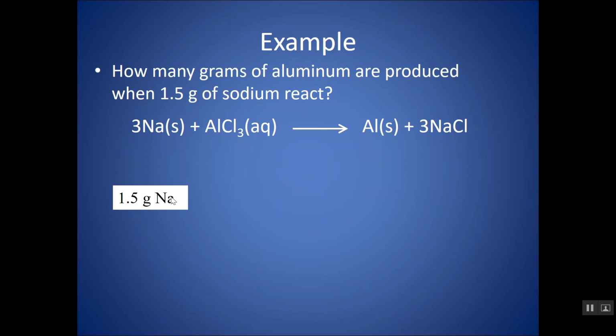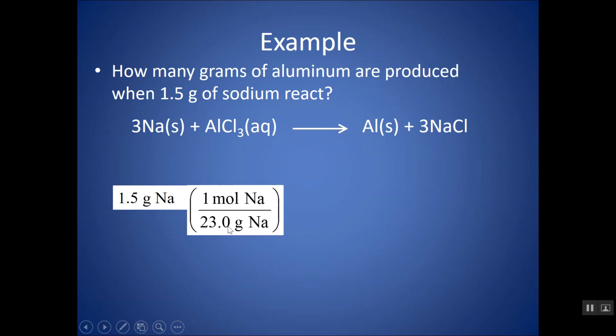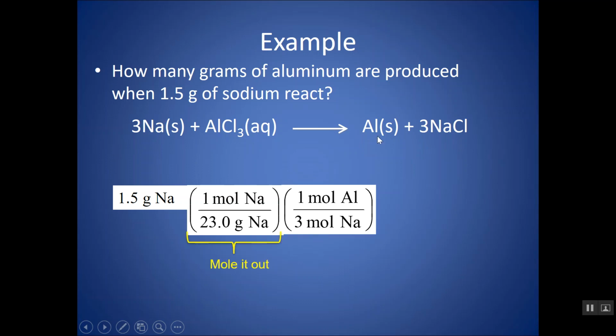When in doubt, mole it out. We've got to change this into moles. So I'm going to use the molar mass. 23 grams of sodium is the mass of 1 mole. Now in moles of sodium, I can use the coefficients. 3 moles of sodium is equivalent to 1 mole of aluminum in this reaction.